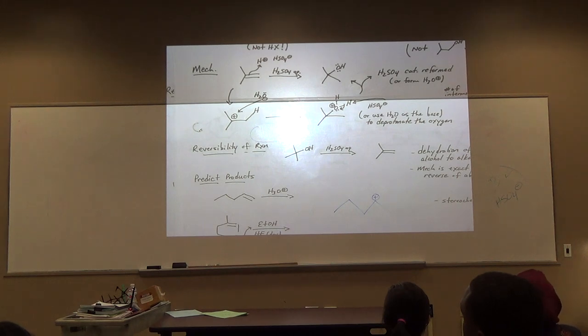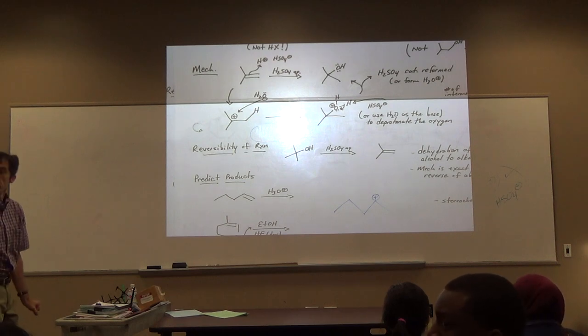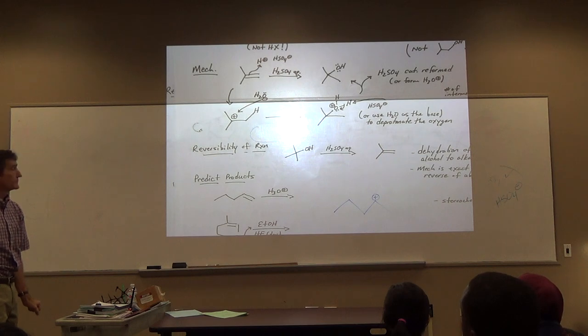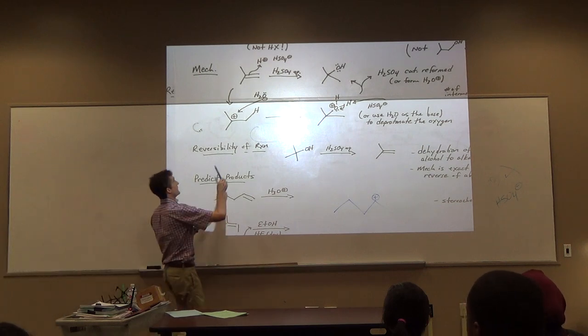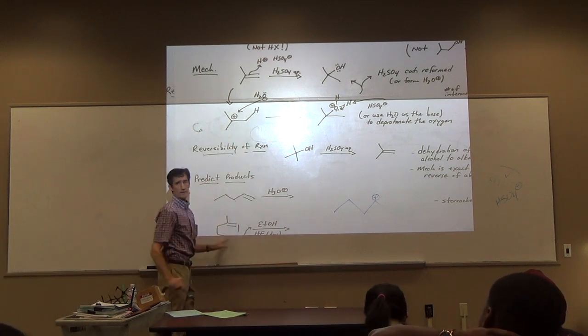Would the conjugate base of the thing attacking the intermediate be OH minus or H2O? No, there's no OH minus on the board. You can't have hydroxide under acidic conditions. This is acidic conditions, right? No hydroxide. So H2O would attack and become hydronium. H2O attacks the carbocation.